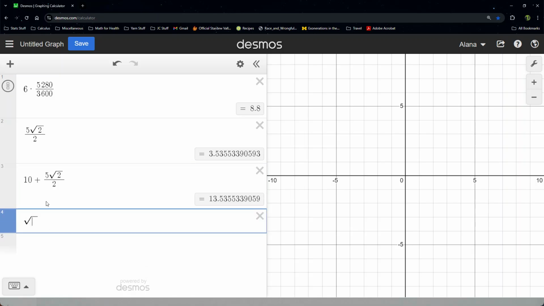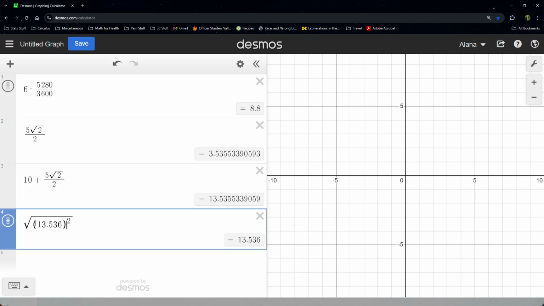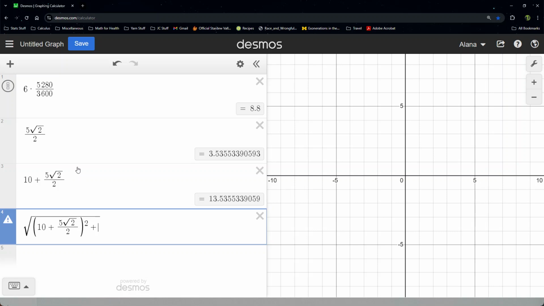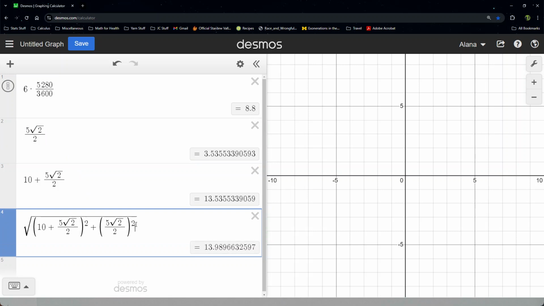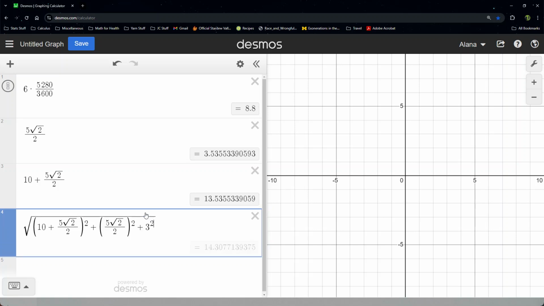So the square root of 13.536 squared. And again, if you want to, you could put this in with parentheses. That'll keep the accuracy nice and high until the very end. Because I'm a mathematician, that's the kind of thing I do. All the science teachers don't like it because, of course, we don't have significant figures, etc., etc. But that's just how I am. There we go. So we get 14.3 miles per hour.